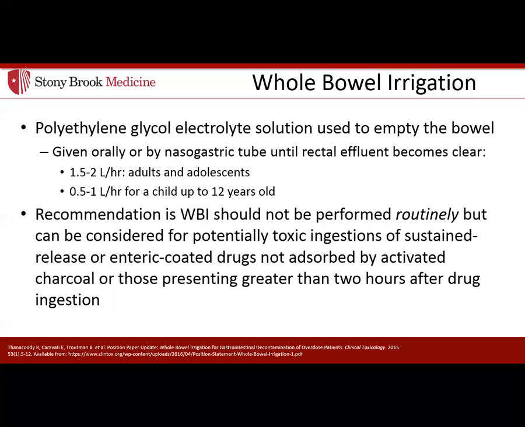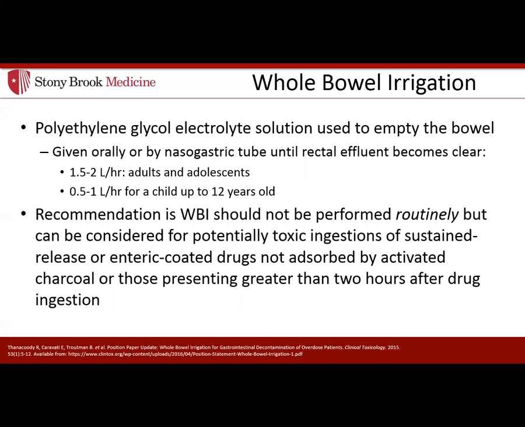And lastly, we have whole bowel irrigation. Whole bowel irrigation refers to the enteral administration of large amounts of an osmotically balanced polyethylene glycol electrolyte solution to induce a liquid stool and empty the bowel. So basically you give this orally or by nasogastric tube until the rectal effluent becomes clear.